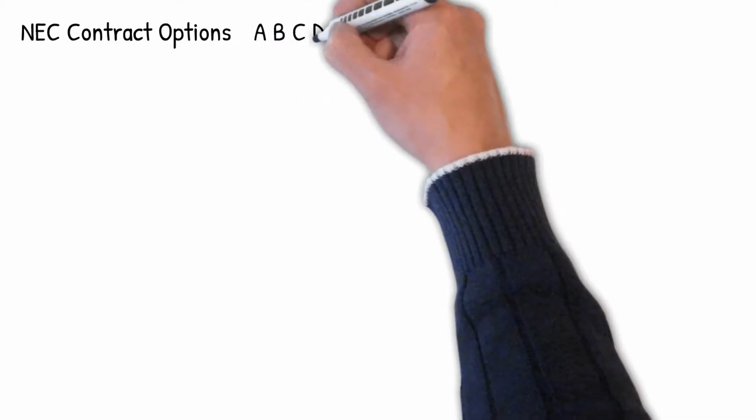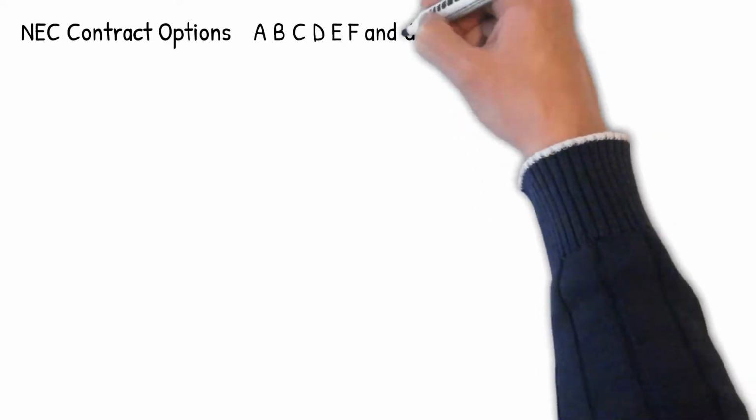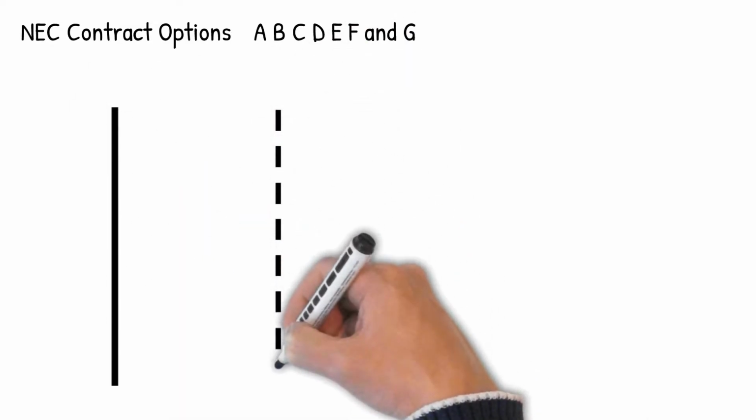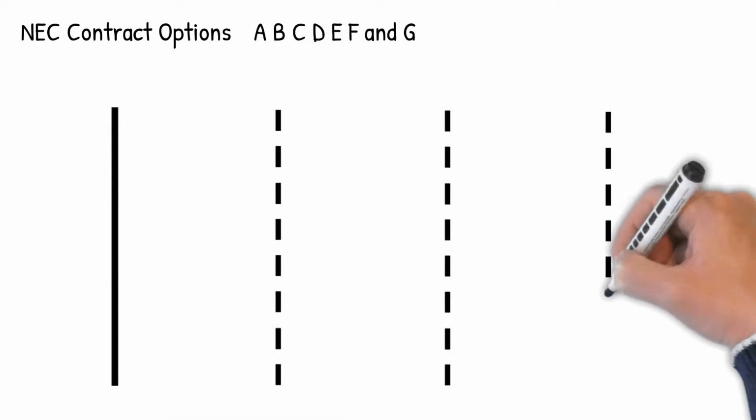There are 7 options under the NEC contract which determine how work is paid to a contractor. These are named Option A, B, C, D, E, F and G. In this video, we'll discuss the basic characteristics of each option.